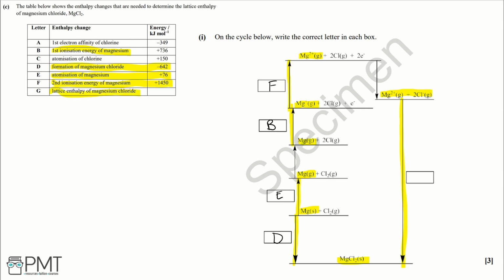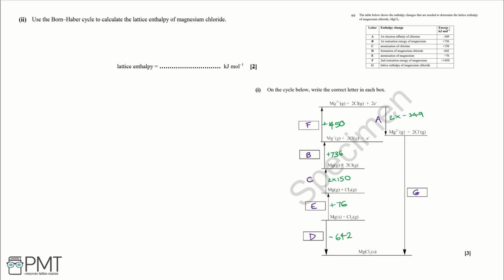So that's letter G, so we can label this as G. To get the 3 marks for this question, you must have all 5 letters correct. If you have 4 correct, you get 2 marks, and if you have 3 correct, you get 1 mark. Part 2. Use the Born-Haber cycle to calculate the lattice enthalpy of magnesium chloride.